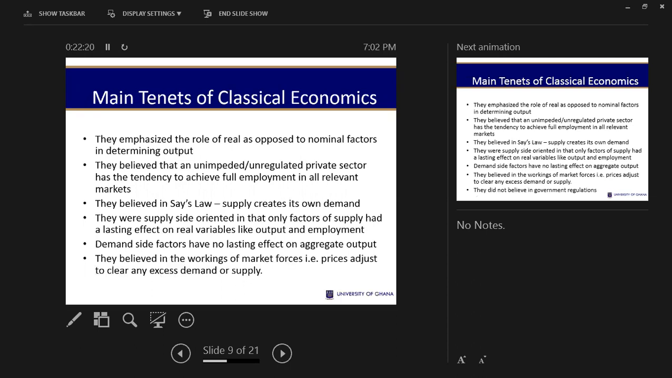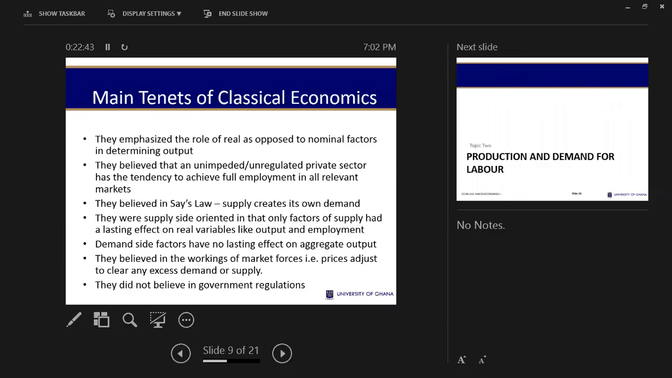Okay, and they believed in what? The market system just allowed demand and supply to work. Just allow demand and supply to work. Prices will always adjust. They will always go back to the equilibrium or the stable state. Okay, so this one too, they did not believe in government regulations. Just keep your policies to yourself. The government shouldn't intervene. Okay, right.